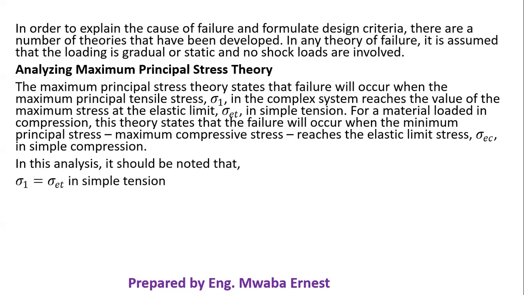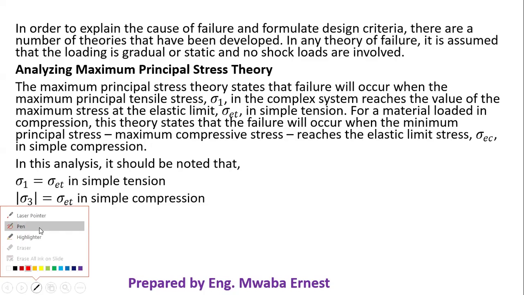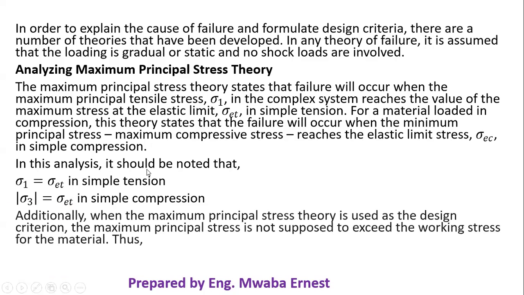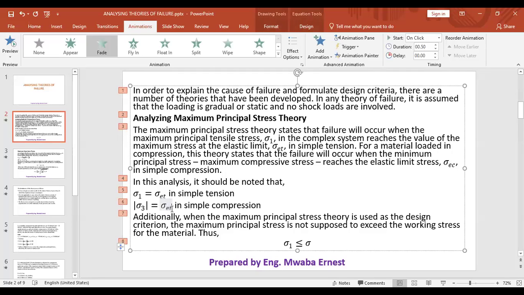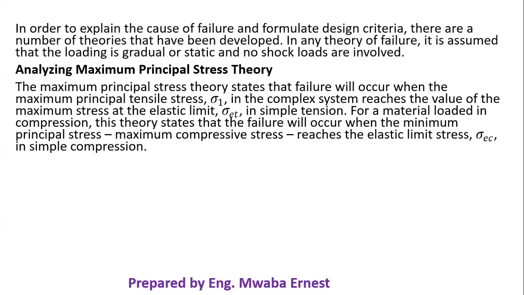So here we're saying that stress 1, which is the principal stress for the material loaded in tension, is equal to the elastic limit stress. Stress 3 is equal to stress EC. Let me just emphasize, this is supposed to be stress EC. Let me make it straight to the point.